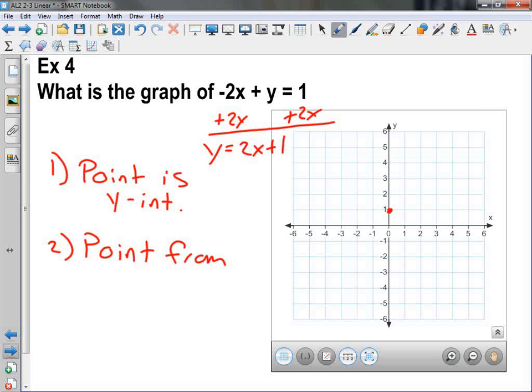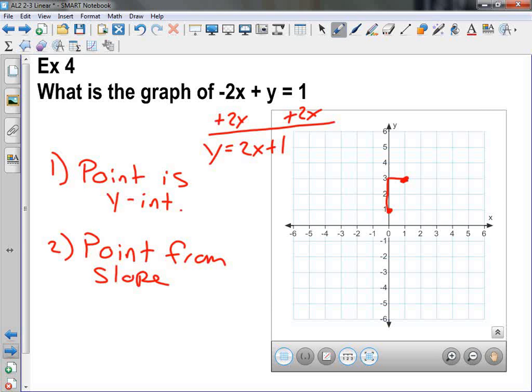All right, the second point we get from our slope. Remember, slope is rise over run, right? So our slope here is 2. What's my rise? Up 2, over 1. What's my run? 1, okay? So from my y-intercept, I'm going to go up 2, over 1. Now tell me where to draw my second dot.